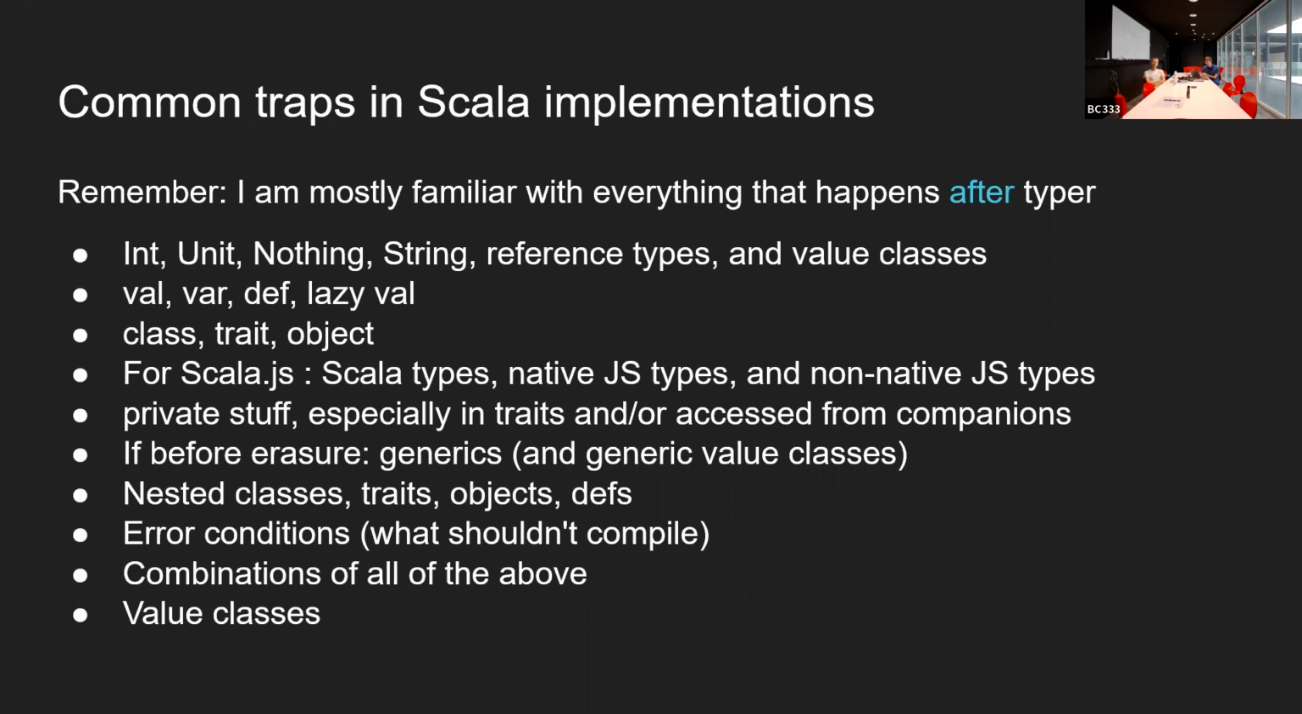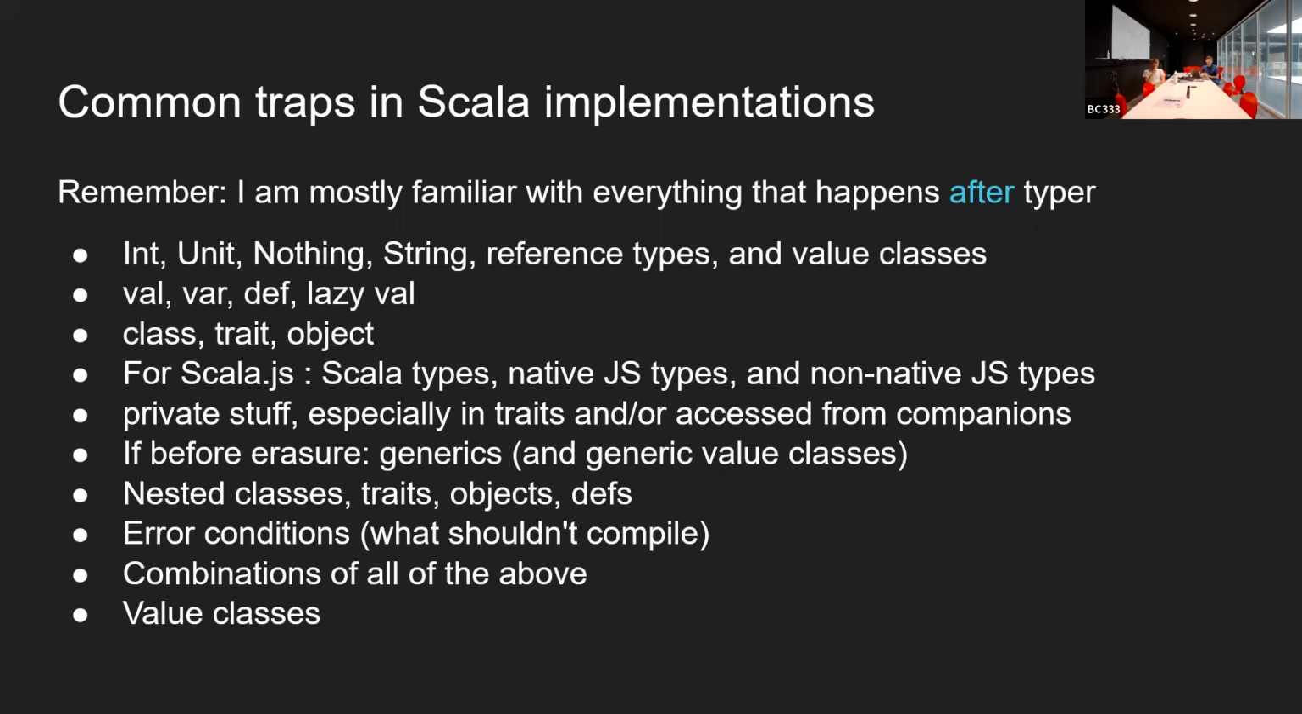Another set, a class versus a trait versus an object. If for some reason you happen to work in the Scala.js related area, there's a difference between a Scala type, a native JS type, and a non-native JS type. Those three things trigger different code paths as well.